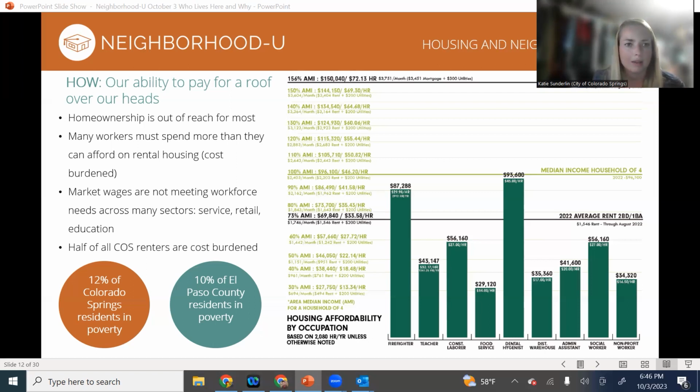So these people are paying more than 30% of their income and likely more than 50% of their income just on their housing. That really does not leave any room for savings for healthcare, for any of those things. And I don't know if anyone's been to the doctor recently. It's not getting cheaper. But we can go to the next slide.